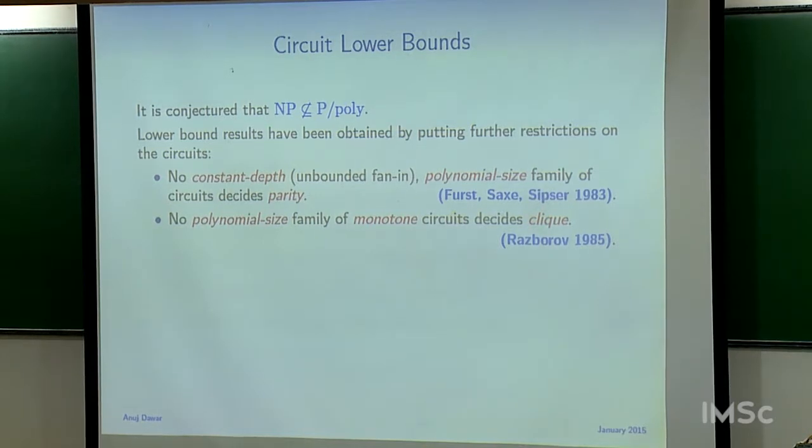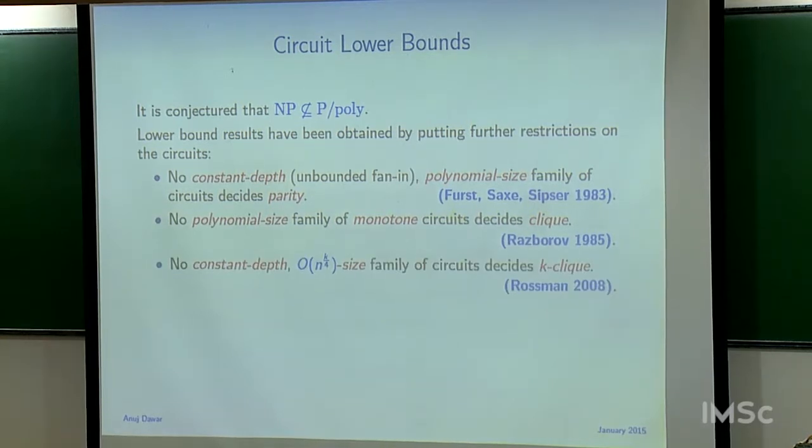I'll mention Razborov's result from '85 that no monotone polynomial size family of circuits decides clique. Of course, the point is that clique is itself a monotone function; it's given by a family of monotone functions. So in principle, there's a monotone family of circuits, but they're necessarily big. They grow super-polynomially.